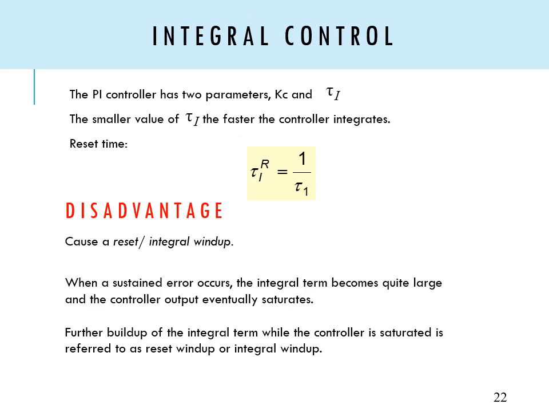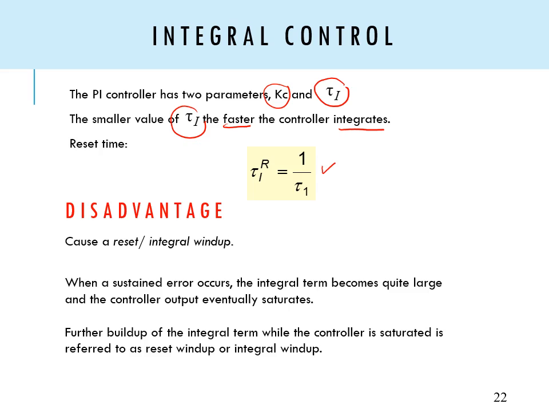So what we can conclude from the integral term of the PID controller. Basically, the PID controller has two parameters, which are the controller gain Kc and the reset time tau I. The smaller the value of tau I, the faster the controller integrates. Decreasing tau I would enhance the controller's ability to change. The formula of the reset rate is equal to 1 divided by tau I. This is the equation to find the reset rate.